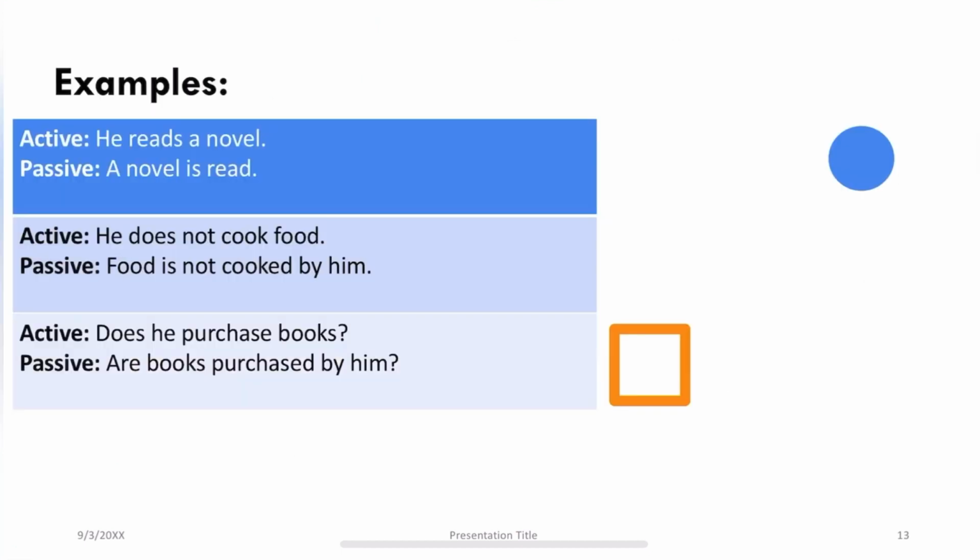So let's take a look at the examples of these rules. The first example is he reads a novel, and the passive voice of this will be a novel is read. The active voice example is given, the next active voice example is he does not cook food. This is the negative sentence, and the passive voice of this will be food is not cooked by him. The last is interrogative one, does he purchase books, and the passive voice will be are books purchased by him.